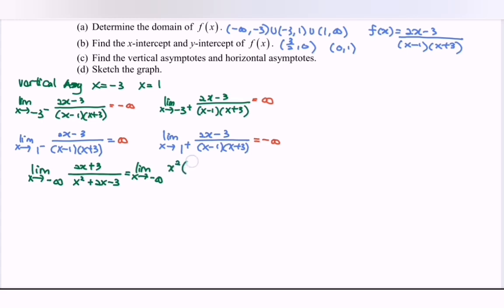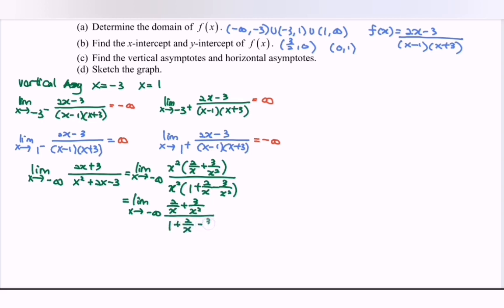So x squared, we will have 2 over x plus 3 over x squared, over x squared multiplied with 1 plus 2 over x minus 3 over x squared. Simplify. Limit when x approaching -infinity, so we have 2 over x plus 3 over x squared over 1 plus 2 over x minus 3 over x squared. If we substitute, we'll have 0 over 1. So the answer will be 0. So as x approaching -infinity, the value of y will be approaching 0.